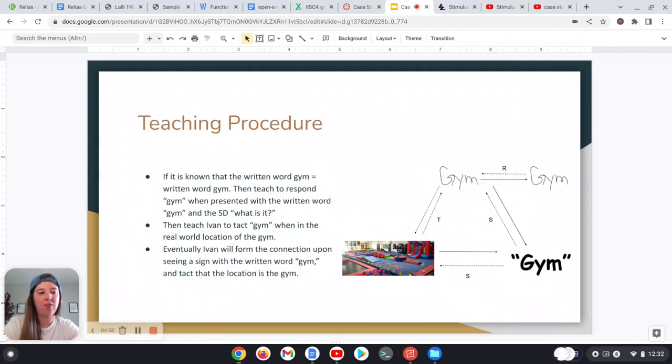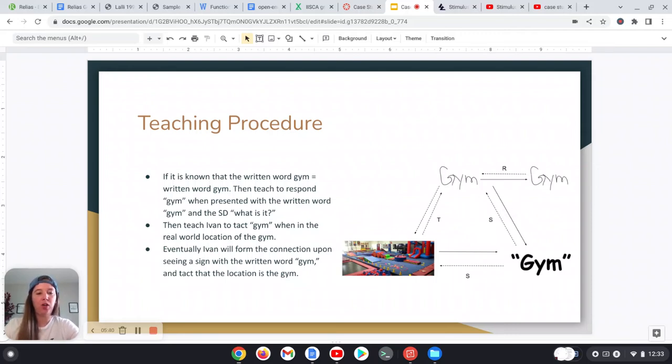The teaching procedure we have for Ivan, what we've basically done is, let's say we take the written word gym and he's already established that reflexivity, and we teach him that if we hold up a sign that has the written word gym on it, such as this, and I say, what is it, or what does it say, something along those lines, and he says gym. So that would be the first connection that we teach. And then we teach him also when he is in the real world location of a gym, and he tacts gym in the real world location. We teach those things.